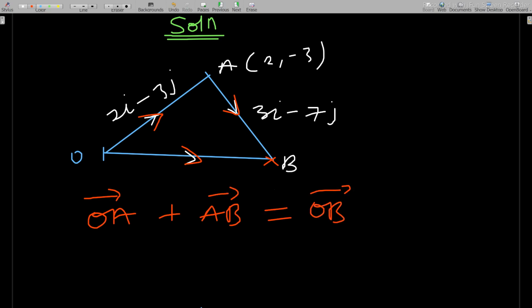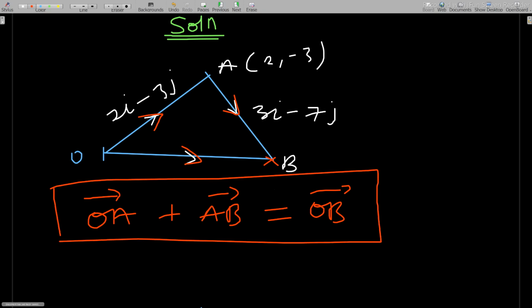This whole thing is in terms of position vectors. We said that in a position vector, the initial point of every vector is O. That is the position vector of a point. So here the position vector OA starts from the origin O to the point A, and we have OB here. So this vector OB is given by this formula.